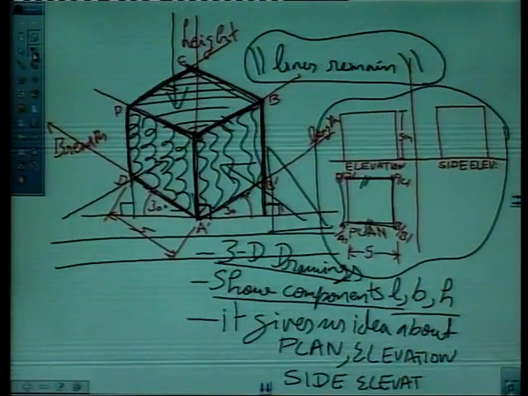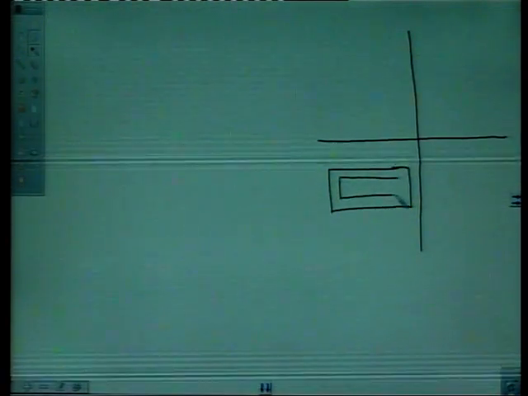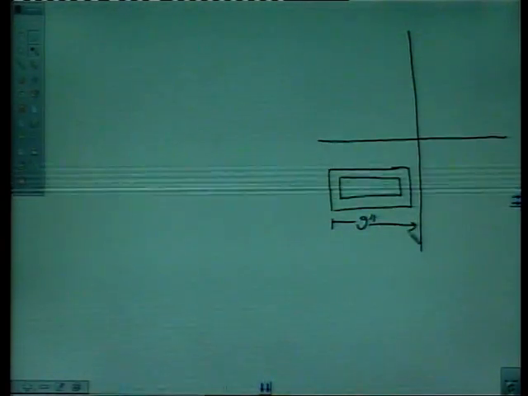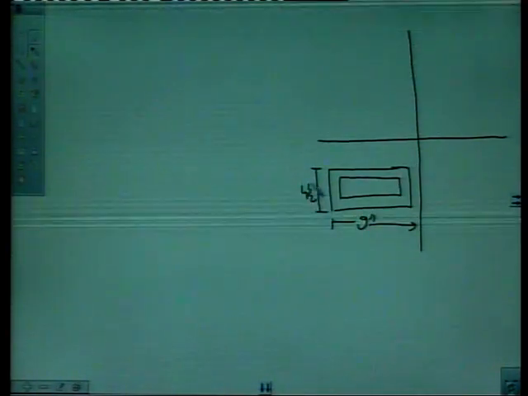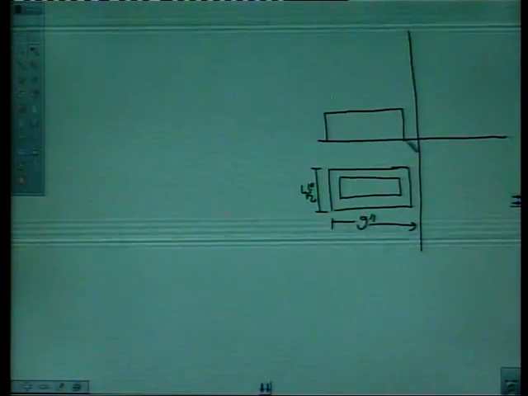Say we want to draw isometric of a brick. For drawing isometric of a brick, first we should know the orthographic of the brick, or plan, elevation and side elevation of the brick, which I will draw very quickly. Say this is the plan of a standard brick. Say this line represents frog. Say this is 9 inches. Say this is 4.5 inches, right?